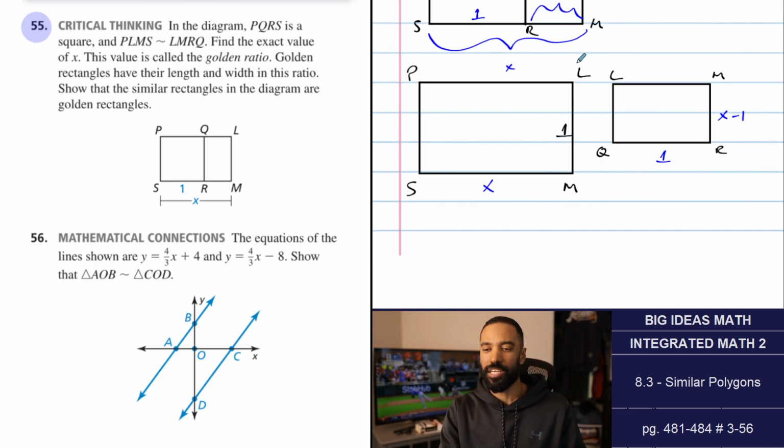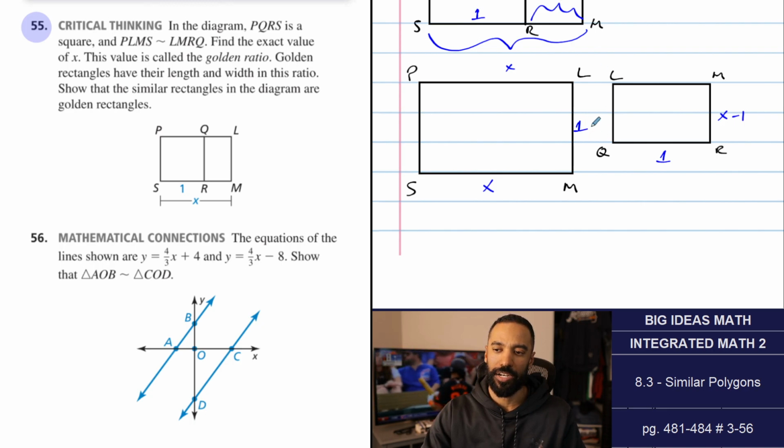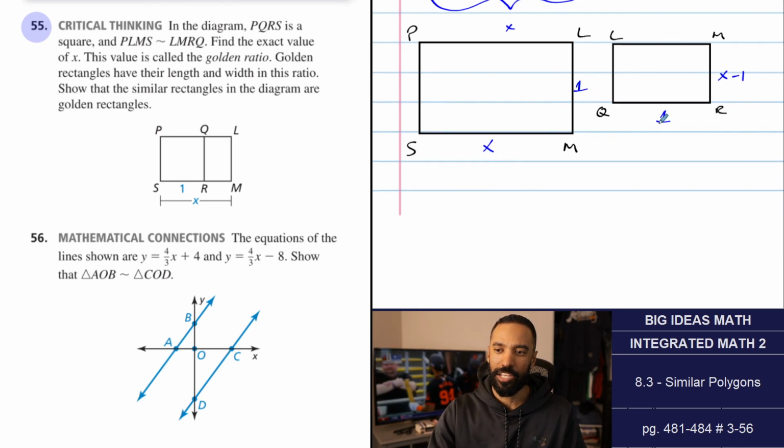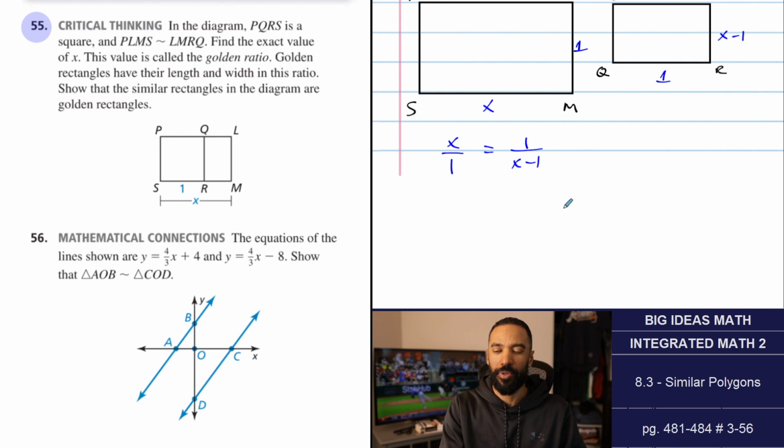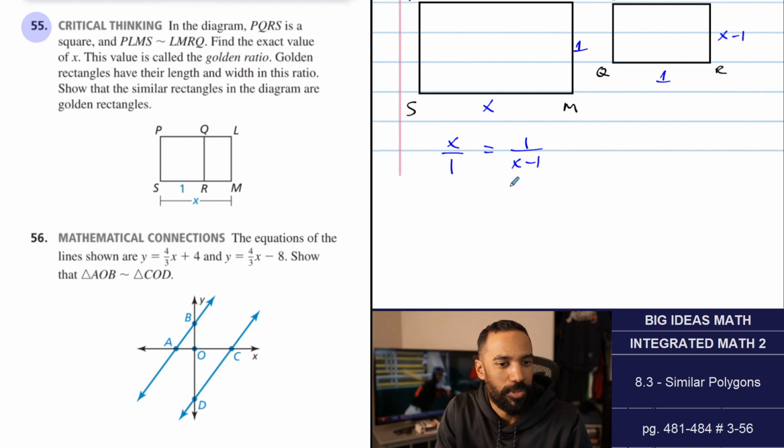So what we can see are the parts that correspond in each of these, where I could say x over 1 equals 1 over x minus 1. And I can cross multiply. Oh, I think this is going to give me that golden ratio thing. Show the similar rectangles are golden rectangles.